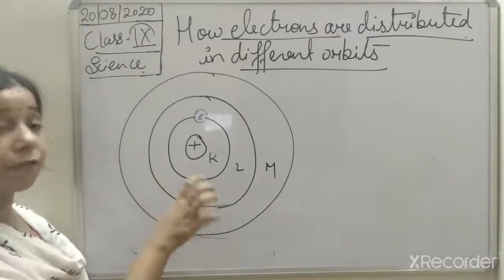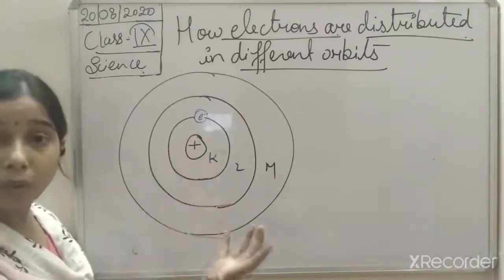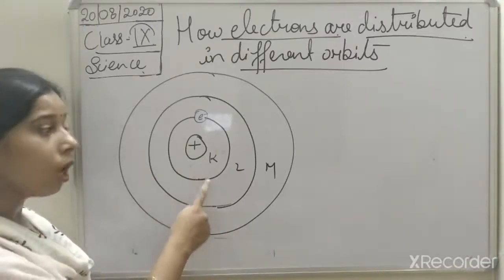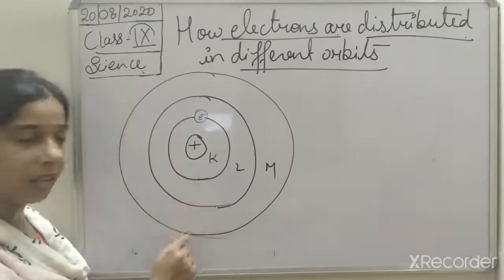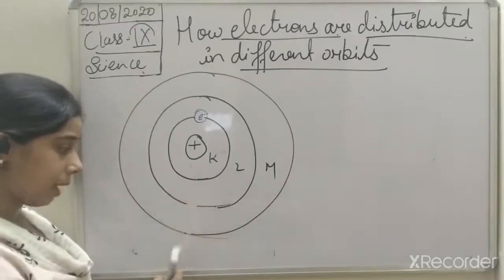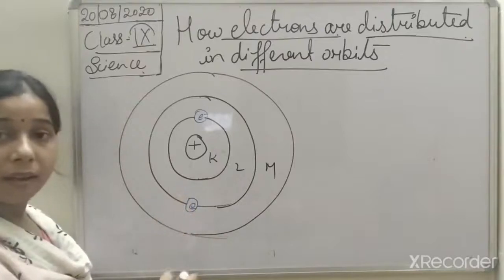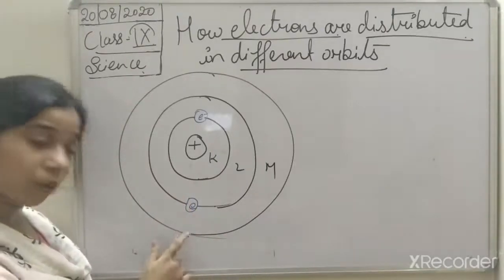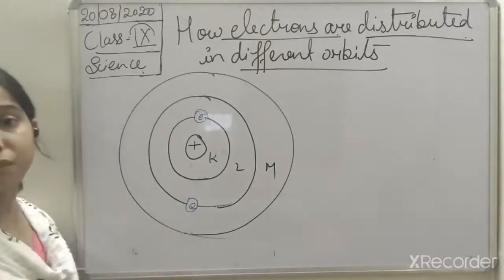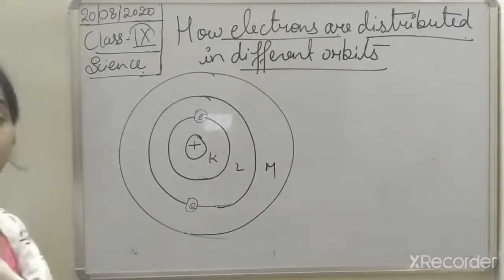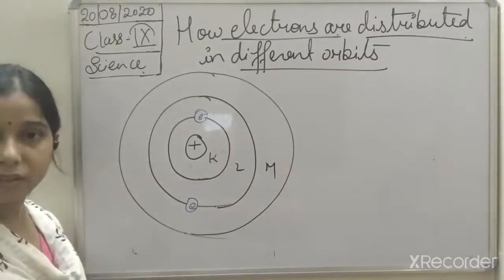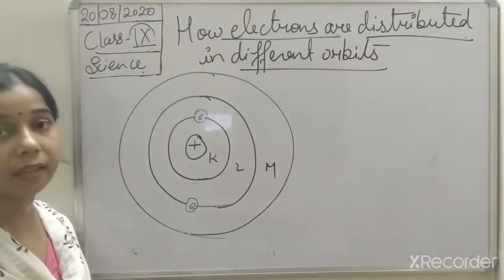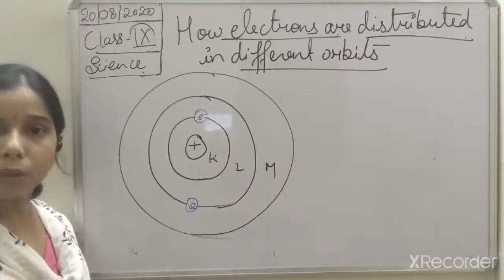After that, if any electron has more energy than that of the K shell, it will not be present in the K shell, but it will be present in the L shell. If an electron has much more energy, then it will go to the M shell, and if it has even more energy, then it will be present in the N shell. So basically the energy of the electron decides in which shell it will rotate.